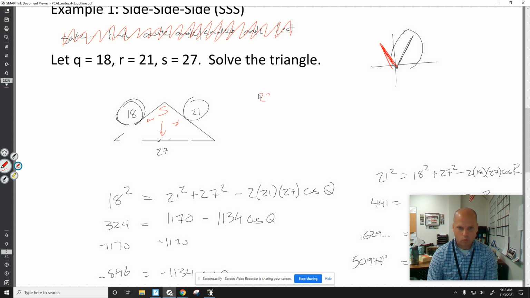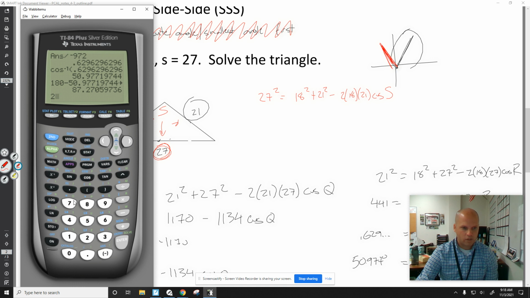I'll do it up here. I'd have 27 squared. The angle you're trying to find is the one that goes by itself, equals 18 squared plus 21 squared minus 2 times 18 times 21 times the cosine of angle S. And I'll just do this really quickly. 27 squared minus 18 squared plus 21 squared, subtracting both of those, divided by negative 2 times 18 times 21.